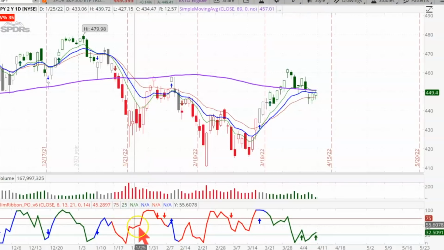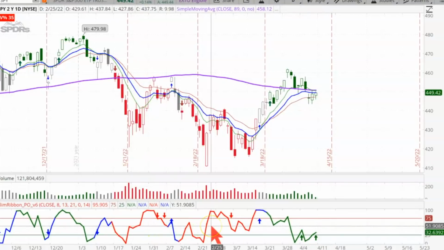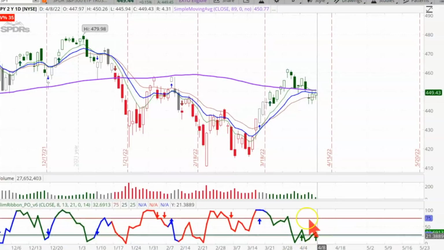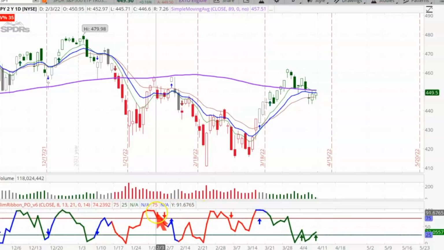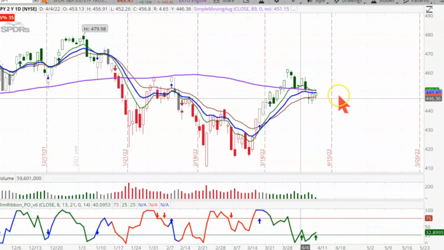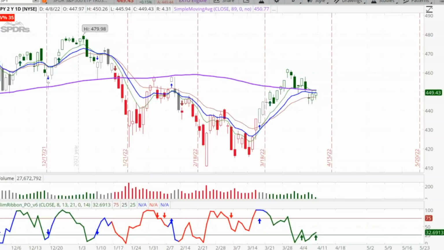And down over here is the slim ribbon PO, which is the momentum signals that come from the slim ribbon. You can see positive signals that are coming right over here, suggesting that the market is going to try to move to the upside again. When it was red and negative, you were getting negative signals, and it was moving down. So this is a standard chart that a lot of people look at with some of our proprietary indicators on there.